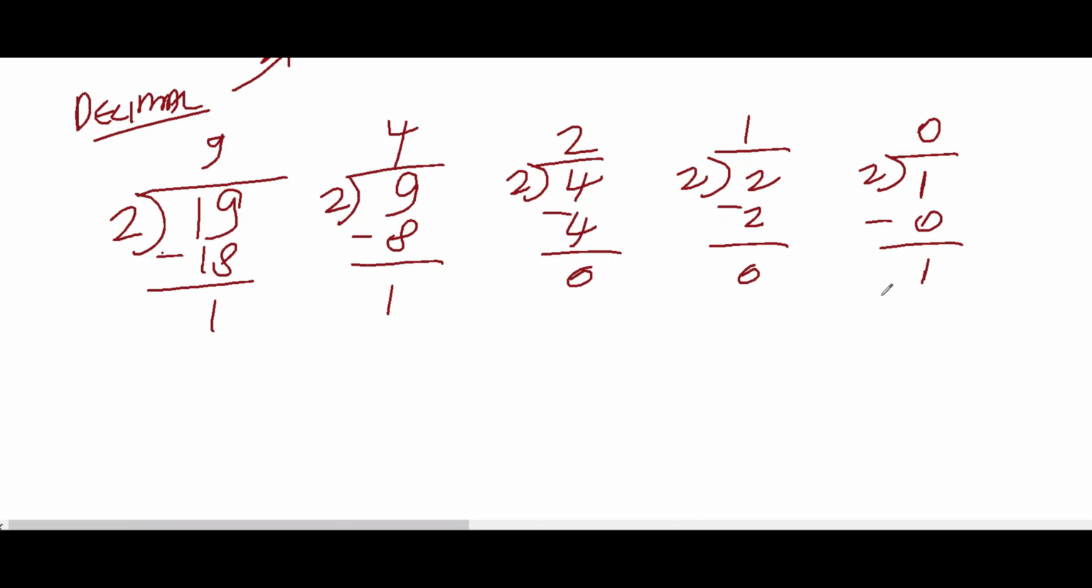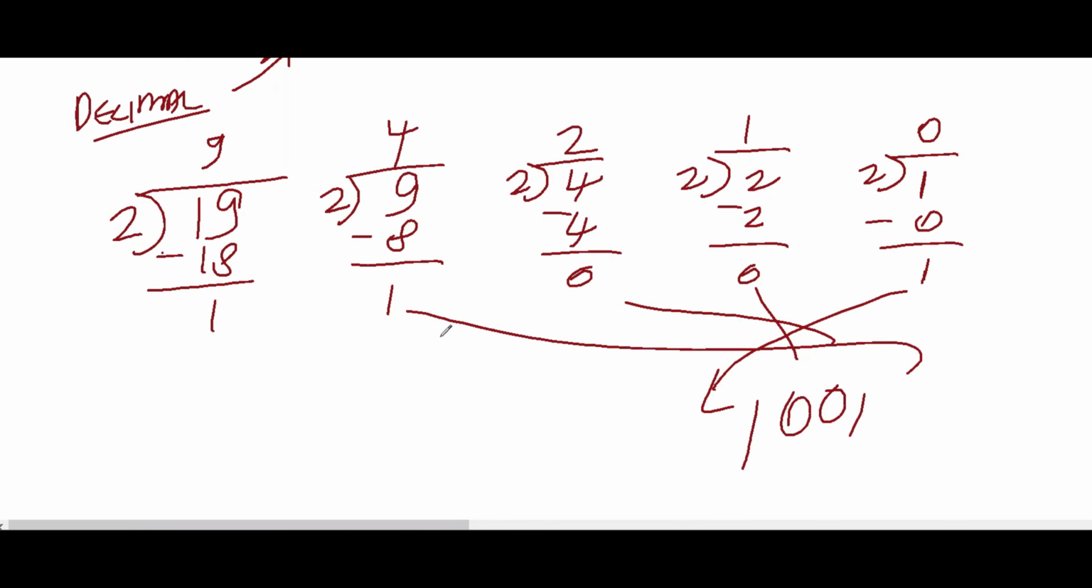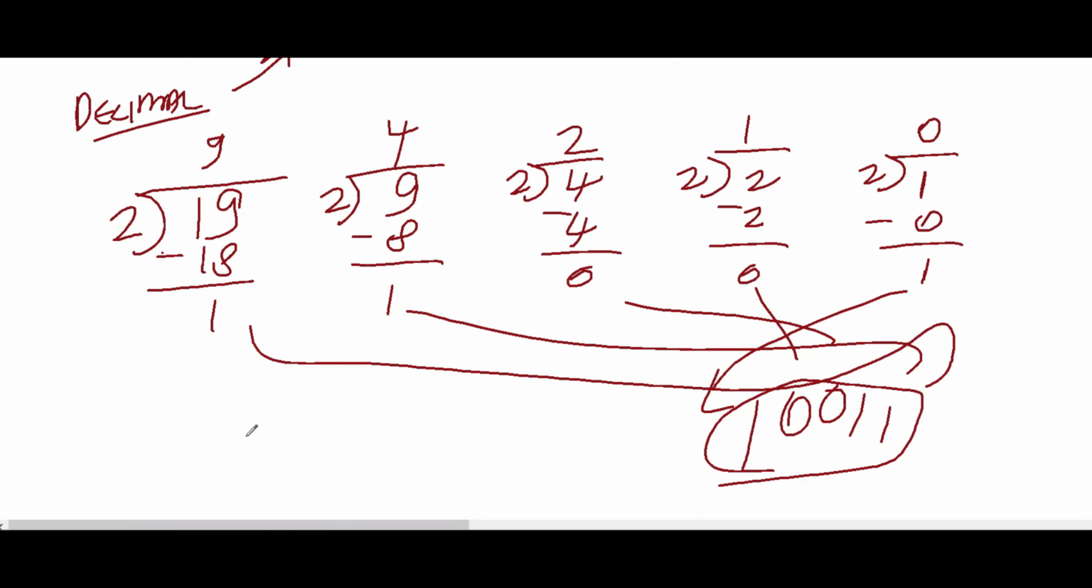We are going to write first this, then we will write this, then this, then this, and then this. So this is the binary number equivalent of 19. So 10011 is the answer. Clear, right? Okay.